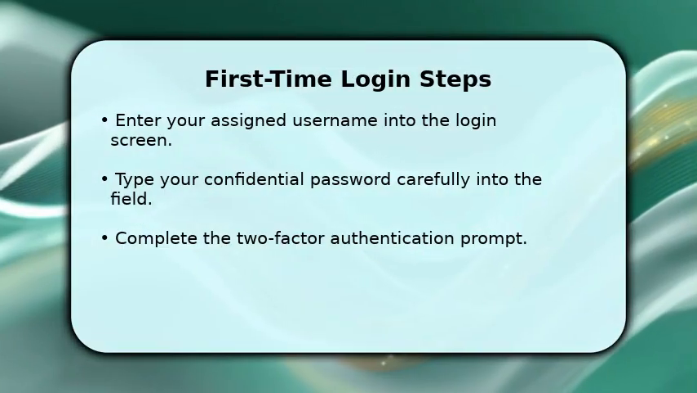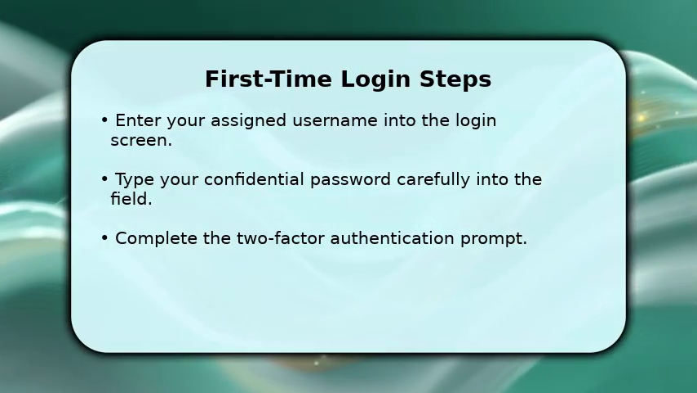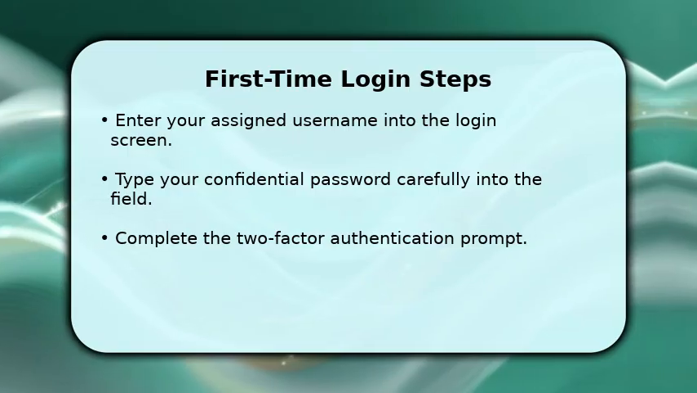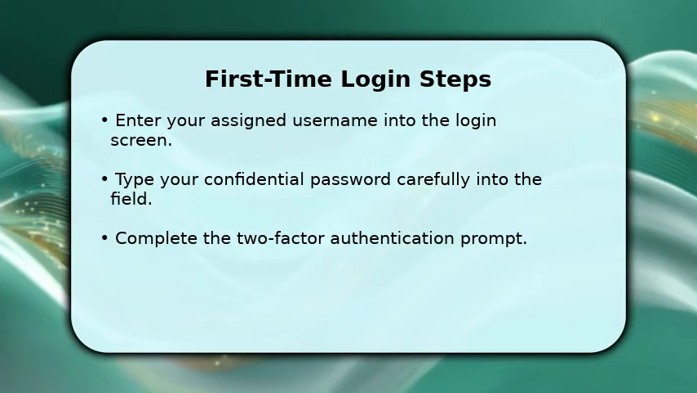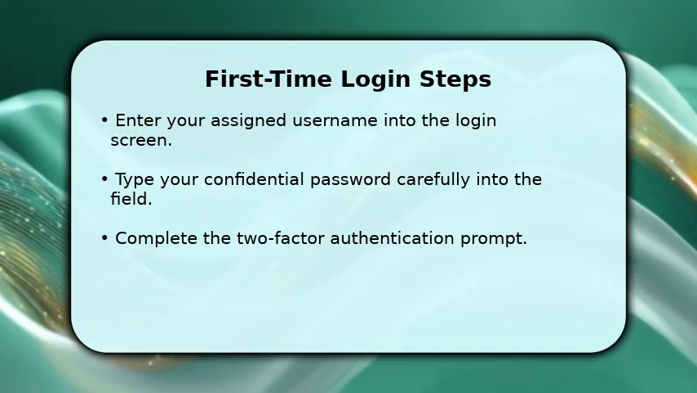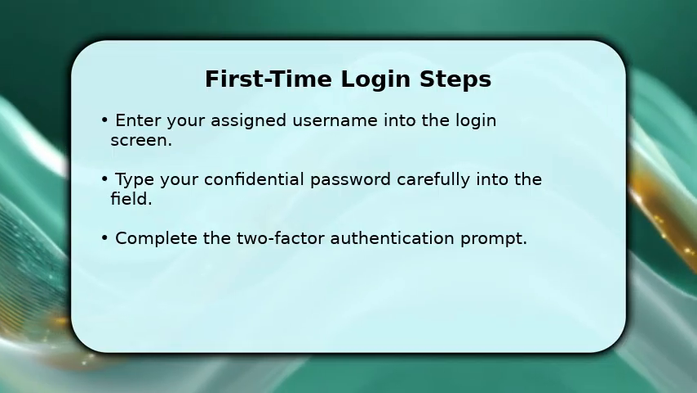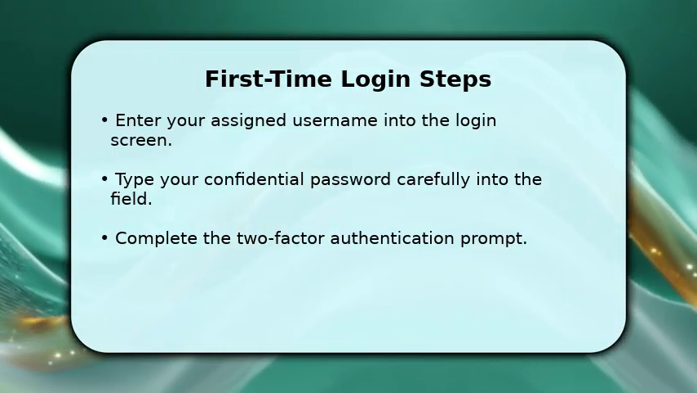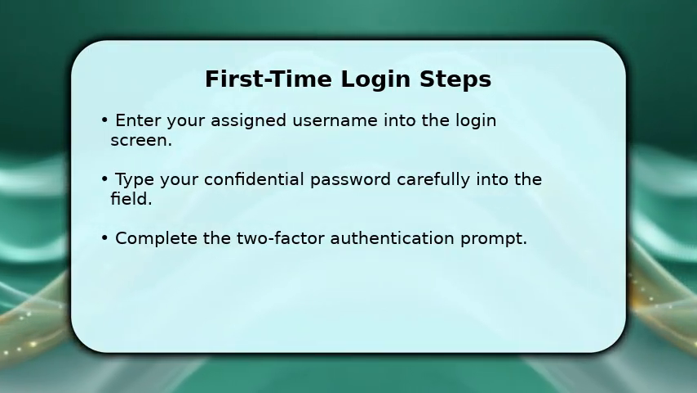For your initial login, locate the Bloomberg Terminal application icon on the desktop. Double-click it to open the login window. You will then be prompted to enter your assigned username. After that, carefully type in your confidential password. Many terminals also require a second verification step, like a code sent to your phone, to enhance security. Follow these prompts to gain access to the system.